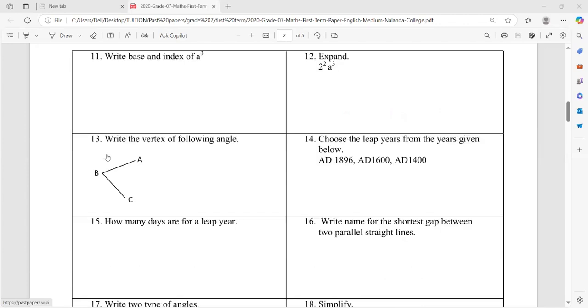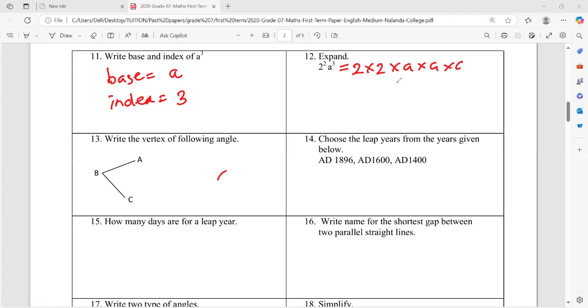Okay. Let's take the 11th question. In this one, write the base and index of a to the power 3. Here, base is equal to a, index is equal to 3. Expand 2 squared a cubed, which is equal to 2 into 2 into a into a into a. These are very simple questions and very simple answers.